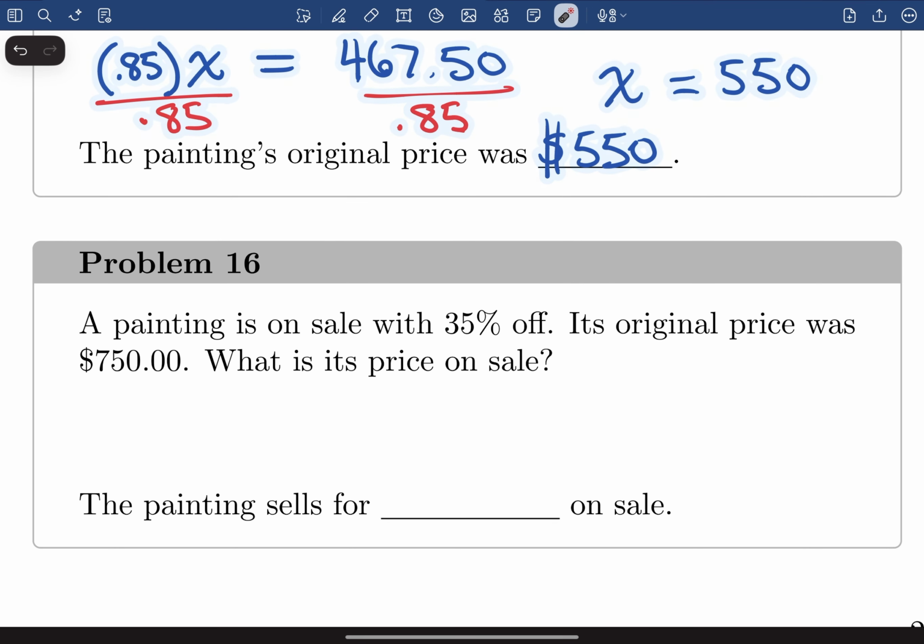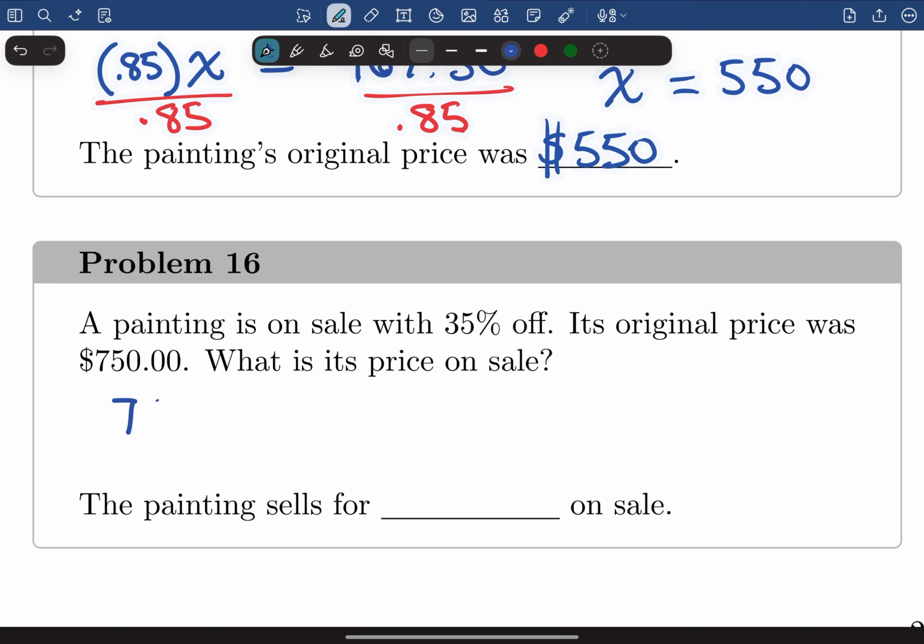A painting is on sale with 35% off. Its original price was $750. What is its price on sale? Great, so this time, it's a little different. We know the original price, so $750 is what we're starting with. And if it's 35% off, you could think, what's 100% minus 35%? Well, what percent are we actually paying? And the answer is we're paying 65%.